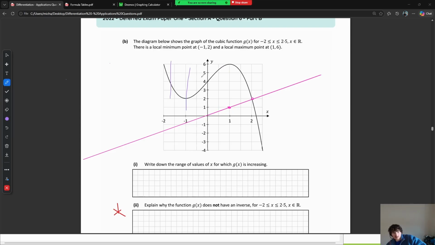If we look at the original black cubic that's on the screen, is this a function? It absolutely is. Look at all my vertical lines. Every time I draw a vertical line, how many times do I hit the function? I only ever hit it once. So that is absolutely a function, that black thing.